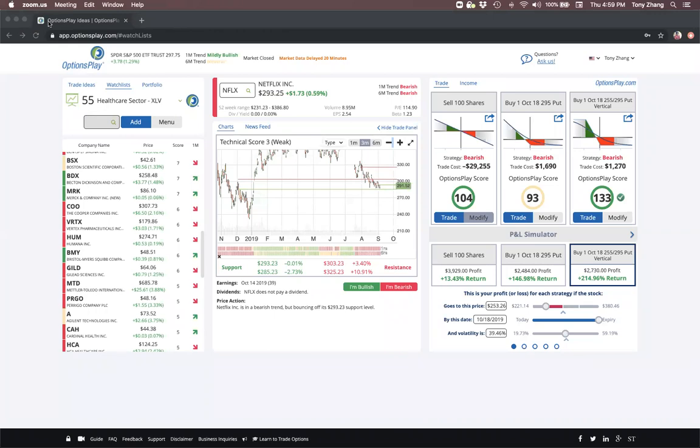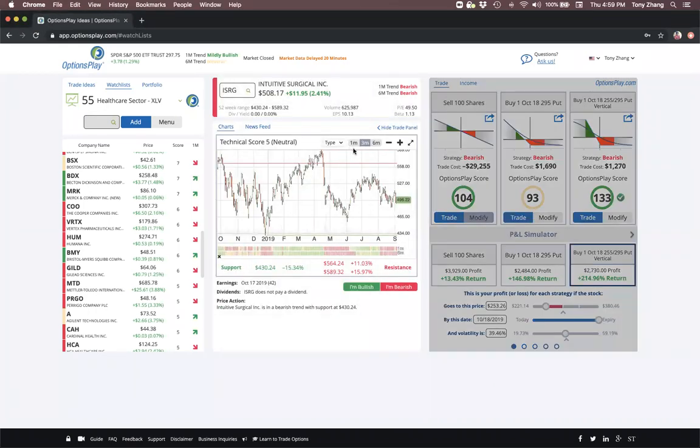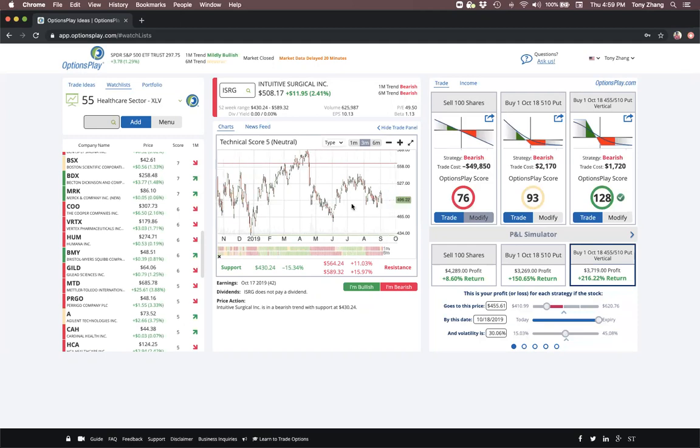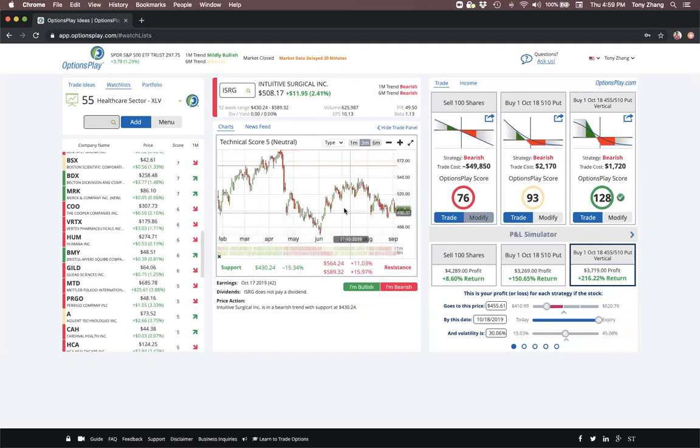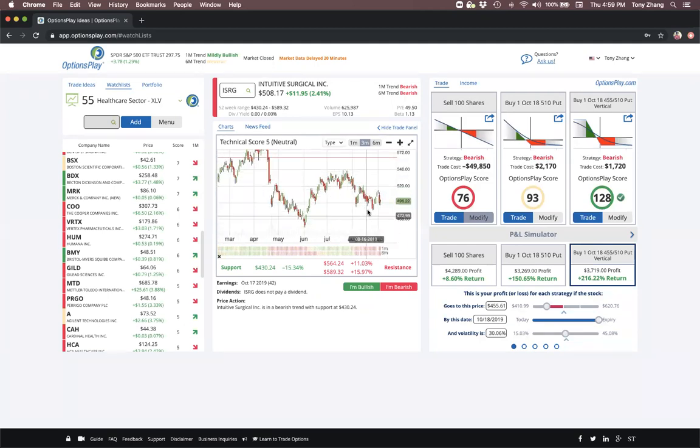Next, let's look at Intuitive Surgical. Relative strength of 5, so very neutral. 1 month and 6 month trend is bearish. This is certainly more of a bearish tilt. This is really also a bit of a range-bound stock.